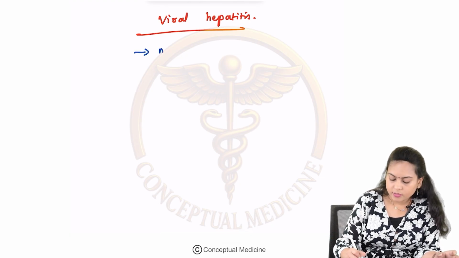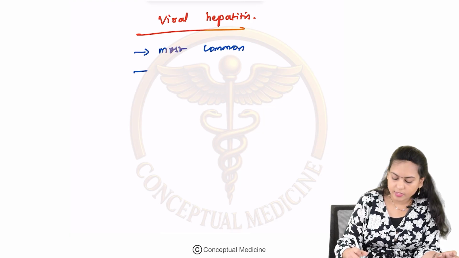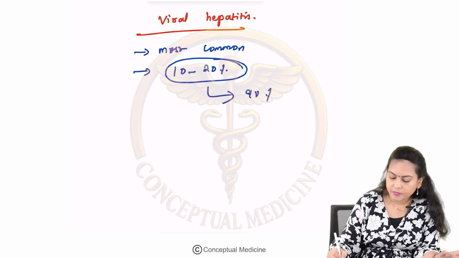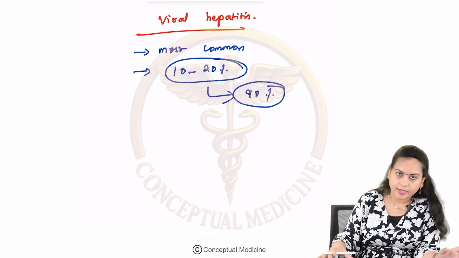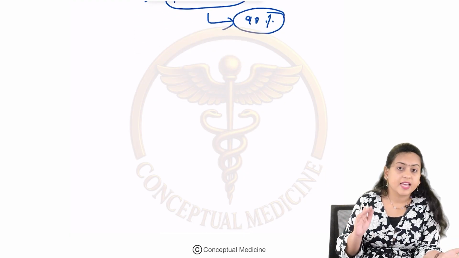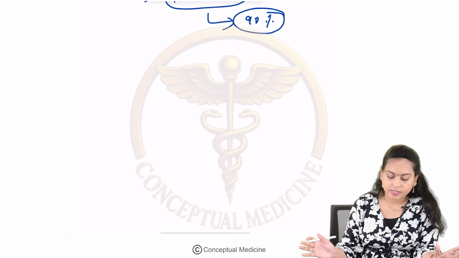This is one of the most common causes of jaundice in pregnancy. The deaths in jaundice in pregnancy are 10 to 20%, and among these, 90% of the deaths are due to viral hepatitis alone, most commonly acute viral hepatitis rather than chronic hepatitis. So understand the difference.